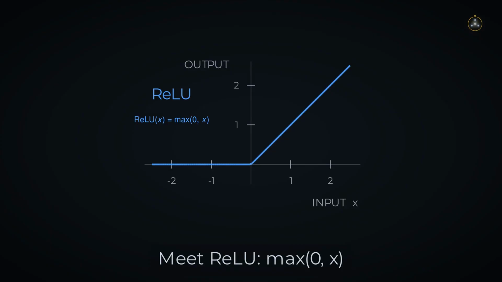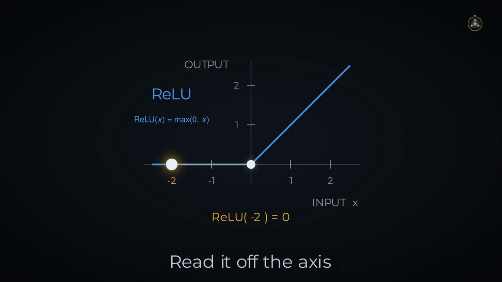This activation has a name, ReLU, the rectified linear unit. Look at its shape. Flat 0 on the left, a clean 45-degree ramp on the right. Negatives off, positives straight through. Read it right off the axis. Watch the input step along the bottom. Every negative lands on 0, and every positive comes through unchanged.